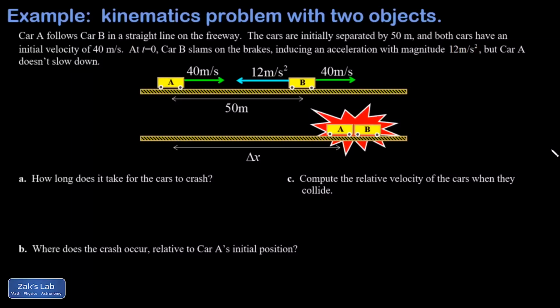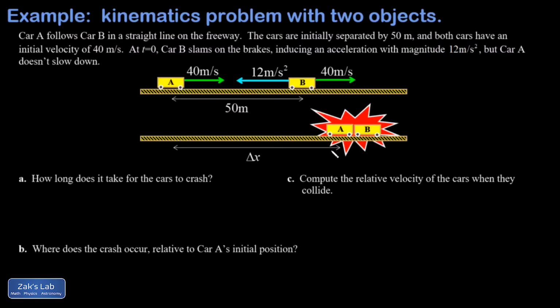In this video, we talk about a kinematics problem in which two objects are moving and interacting. So we start with two cars moving the same speed, but the car that's in the lead suddenly slams on its brakes, inducing a leftward acceleration and slowing down, and eventually the car behind slams into the car that's been braking.